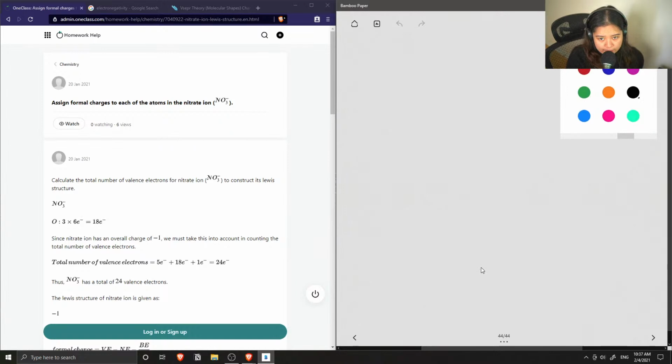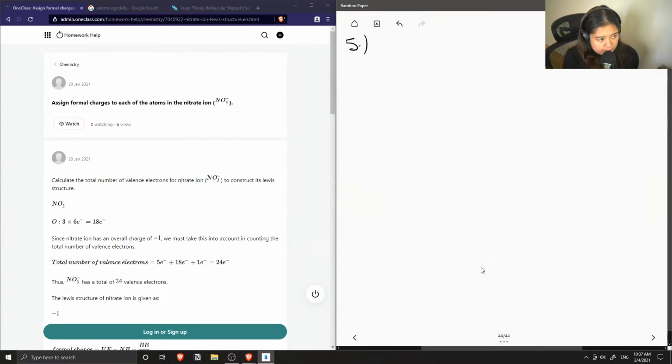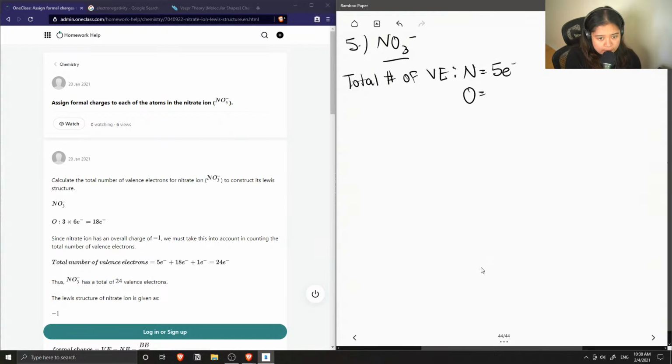Okay, so question number 5. Assign formal charges to each of the atoms in the nitrate ion NO3 minus. So first let's draw out the Lewis structure for the nitrate ion. We need to first calculate the total number of valence electrons for this ion. So nitrogen has 5, oxygen has 6, and we have 3 oxygen atoms, so we multiply this by 3. And since we have an overall negative charge, we need to add an additional electron. And if we add this all up, we get a total of 24 valence electrons.